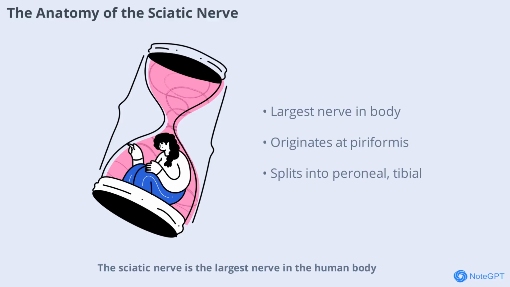The sciatic nerve is the largest nerve in the human body, originating in front of the piriformis muscle and exiting the pelvis through the greater sciatic foramen. It then travels down the thigh, where it eventually splits into the common peroneal and tibial nerves. This pathway is crucial for leg movement and sensation.